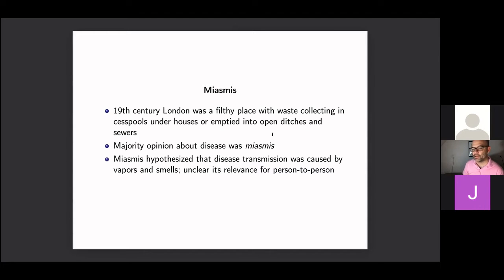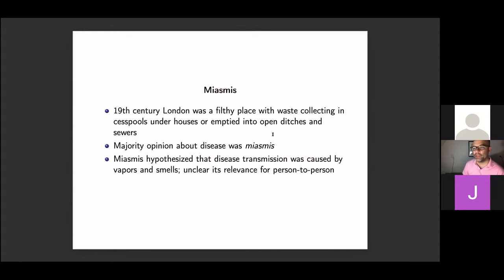So 19th century London was a very grotesque city in terms of hygiene. It was filthy. Waste collected in cesspools under houses. It emptied into open ditches, and it emptied into sewers that were not covered. A lot of the way the city was organized, they just didn't have the ability to dispose of waste very efficiently. So it's a very early time in industrialization and just the beginning of trying to deal with having cities that were just so dense and so large.